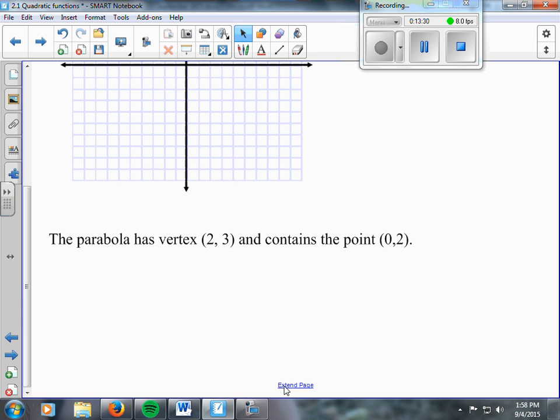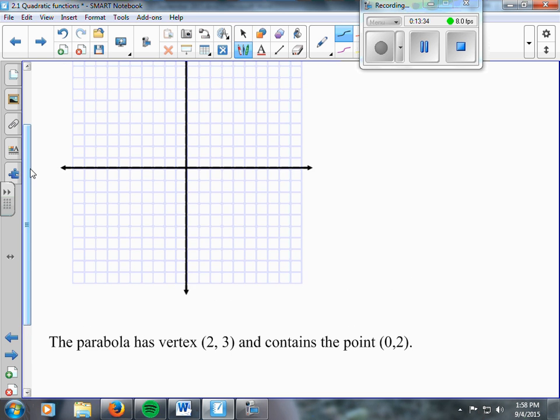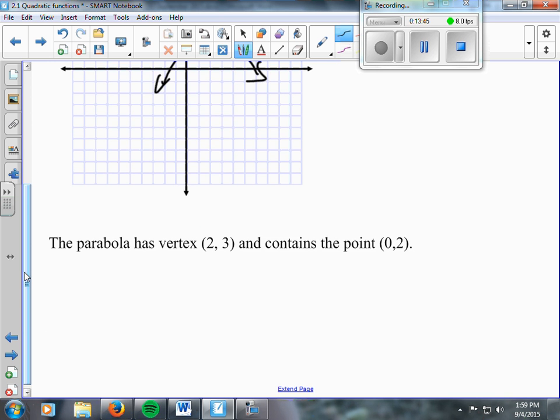I'm not going to use that graph. I'm not going to graph this. Well, I might as well. The vertex (2, 3) is here, and the point (0, 2) is there. And so if this is the vertex, we can see that the graph is going to open down. So I know a is going to be negative. I don't know what a is, though.